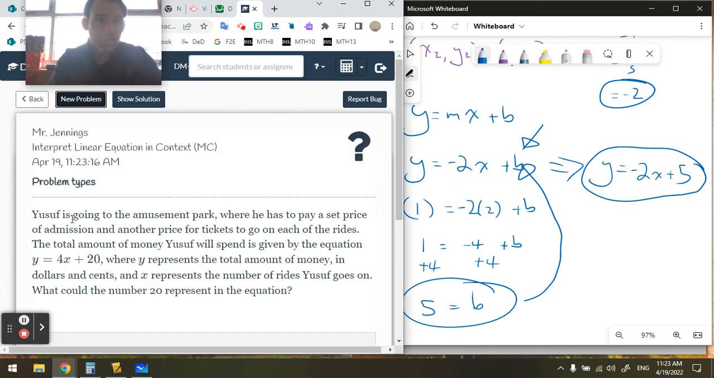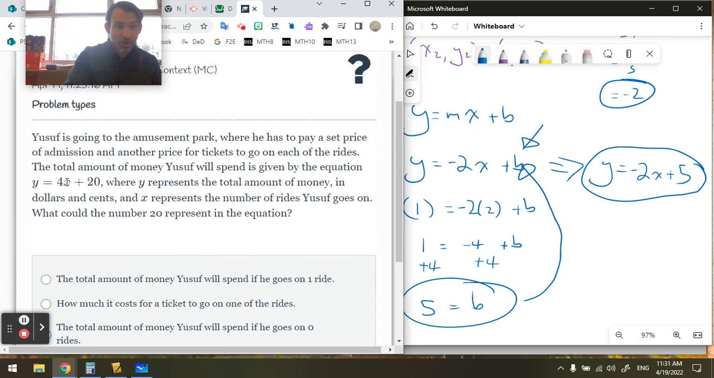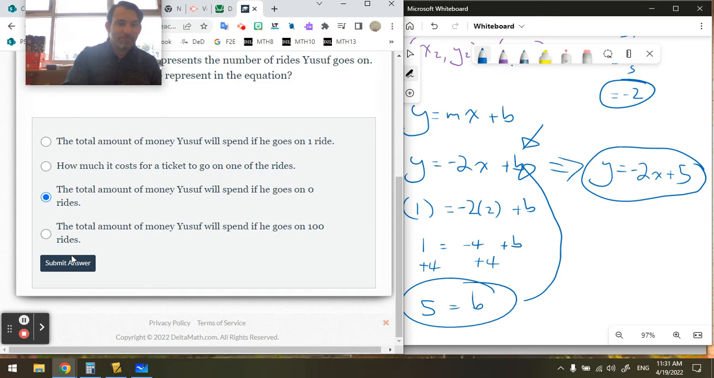Yay, let's do another. Okay, Yusuf is going to the amusement park. He has to pay a set price for admission and other things. Yusuf is spending $4 per every ride, and then $20 is some kind of flat fee. So $20 would be the amount of money Yusuf will spend if he goes on no rides. No rides is x. See, x represents the number of rides. So 0 rides would be $0. Doesn't matter, they cost $4. So he still pays $20 to just show up to the amusement park. That's his admission fee.